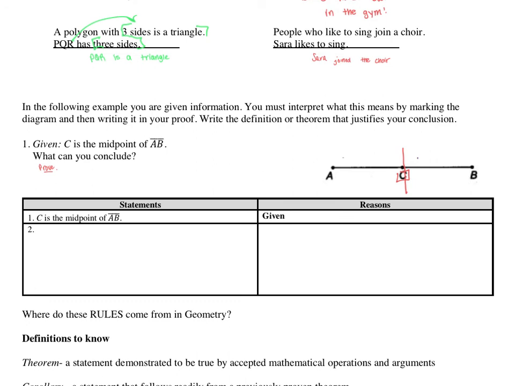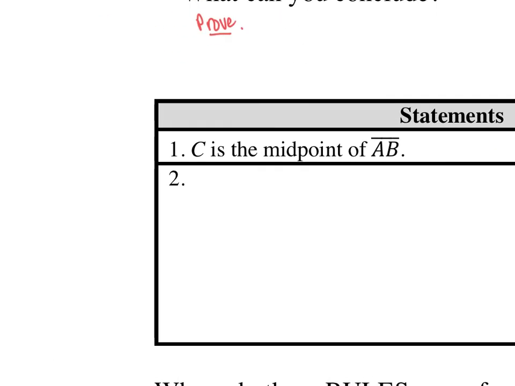Here's what we do in this proof writing process. We have tables, or T-charts, that are going to say statements and reasons. Every statement you write needs to have a reason. You need to tell me why you're saying what you're saying, and you need to make it a real reason. Right now, I have C as the midpoint of AB. I know that a midpoint creates two congruent segments, so I can say that AC is congruent to CB. I'm going to put that as a statement.